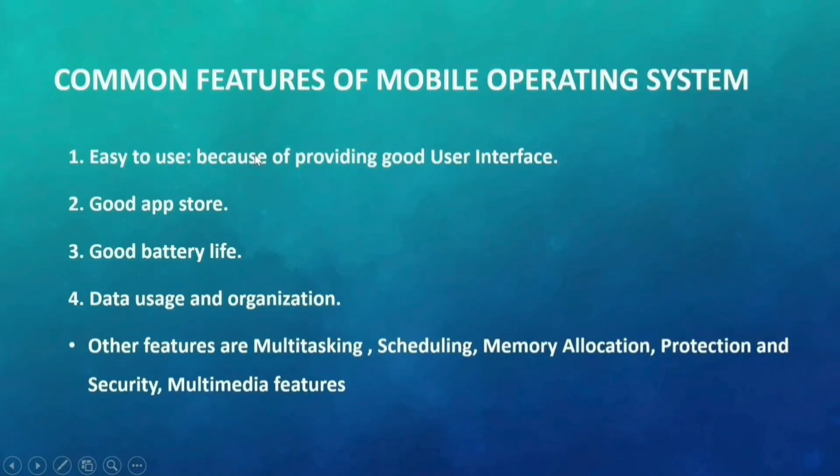Some common features of a mobile operating system. First one is that it is easy to use. Because of providing a good user interface, mobile operating systems are easy to use. It means a good mobile operating system provides graphics which are attractive. The buttons and features should be easy to use. Moreover, the functionality should be powerful and useful.